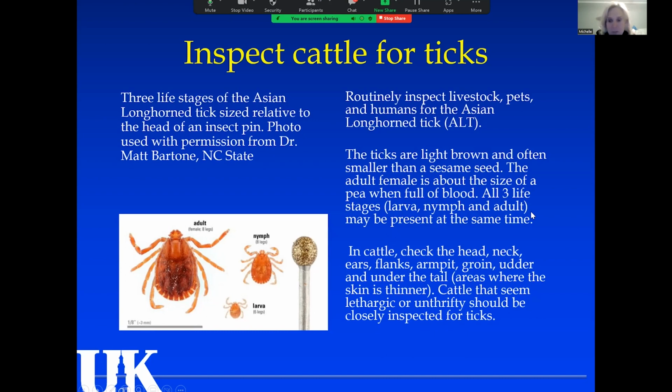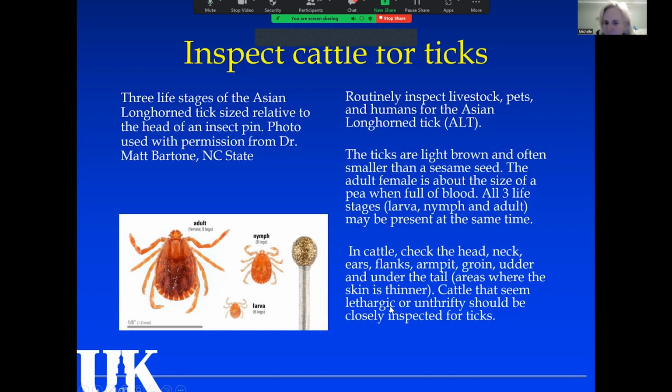And you can have all 3 life stages on a cow at the same time. So where do you look? And this can get on people too. These get on livestock, pets, and humans, so you've got to check yourself as well. But in cattle, you need to check any place the skin is thin: the head, the neck, the ears, flanks, armpit, groin area, the udder, and under the tail.